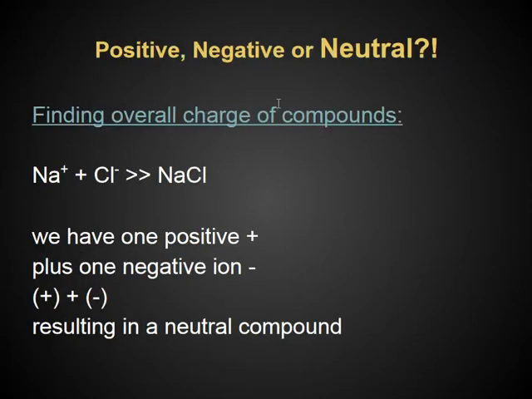Finding the overall charge of compounds, you just have to add the charges of each ion. If we have 1 sodium ion, which is positive, and 1 chlorine ion, which is negative, we have 1 positive and 1 negative, and that will result in a neutral compound, sodium chloride.